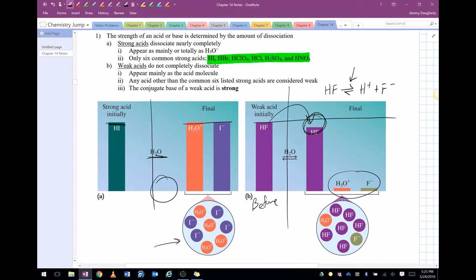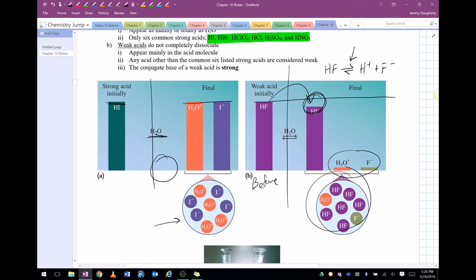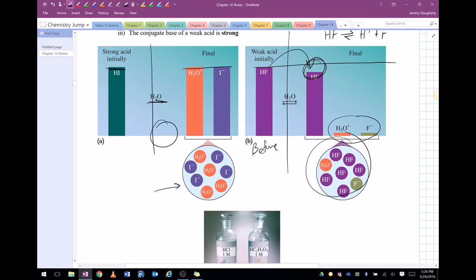Okay, two-way arrow because it is in equilibrium. We can see by the picture as well, mainly HF molecules. The HF molecule itself does not act like an acid. Only the molecules that break apart act like an acid. Okay?